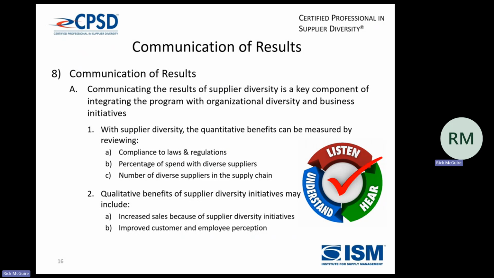Benefits the supplier diversity program can bring to the organization: increased sales, positive customer and employee perception, improving local economies. Communication of the results. You need to communicate the results of supplier diversity programs. It's a key component of integrating the program with organizational business initiatives. The quantitative benefits can be measured by things like compliance to laws, percentage of spend with diverse suppliers, number of diverse suppliers. And the qualitative benefits of supplier diversity may include things like increased sales because of supplier diversity initiatives, improved customer and employee perception.